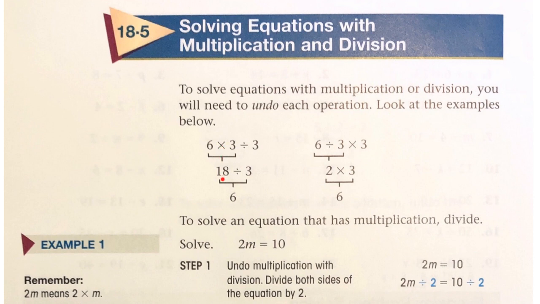6 times 3 is 18, divided by 3 is 6. 6 divided by 3 is 2, times the 3 is 6. So we can see the symbols are flopped. Let's look at example 1.